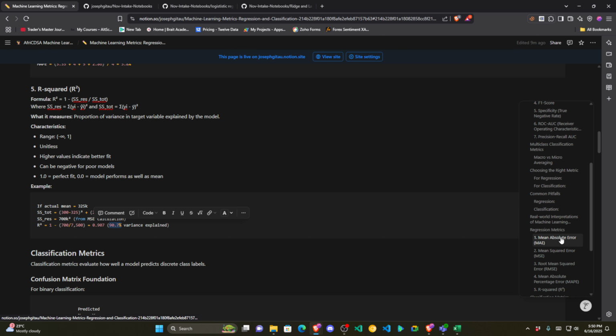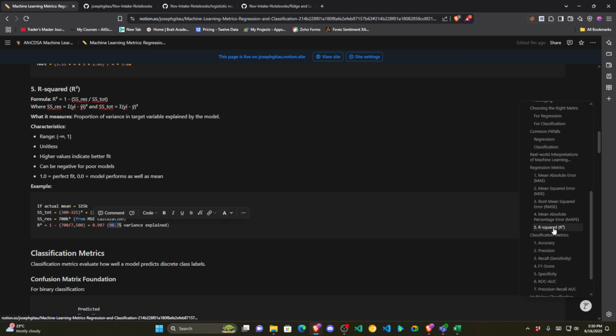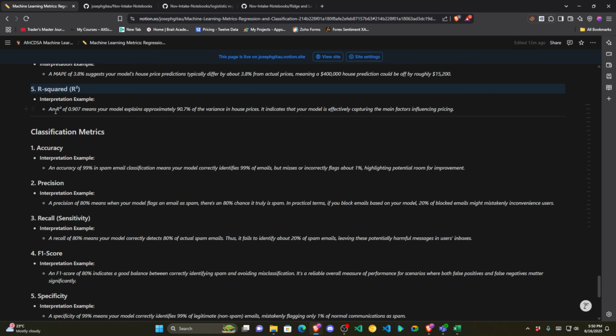If we go to the interpretability part, this is what we have. An R score of 0.97 means your model explains 90.7% of the variance in house prices. It indicates that your model is effectively capturing the main factors influencing pricing. Okay, so your model will explain the major things that are causing house prices to change. So that's what we have.